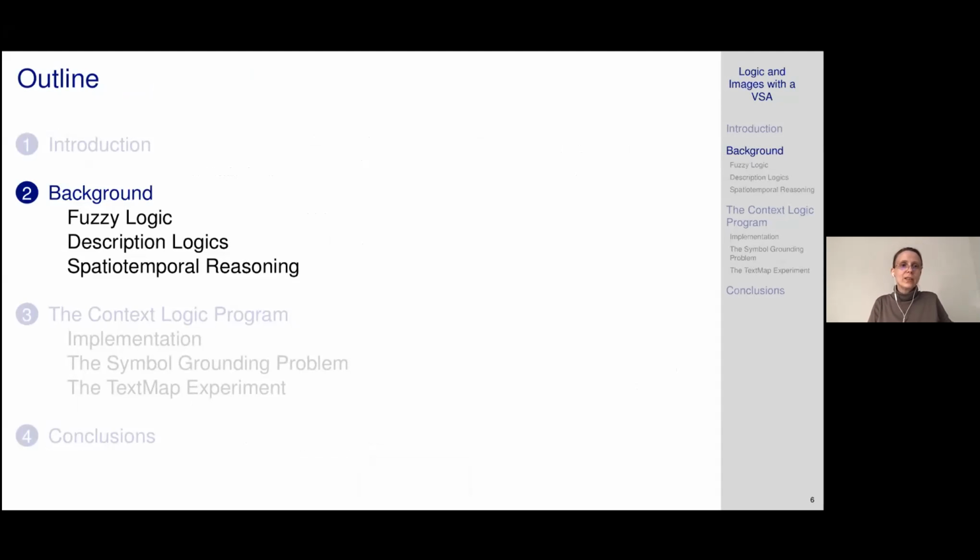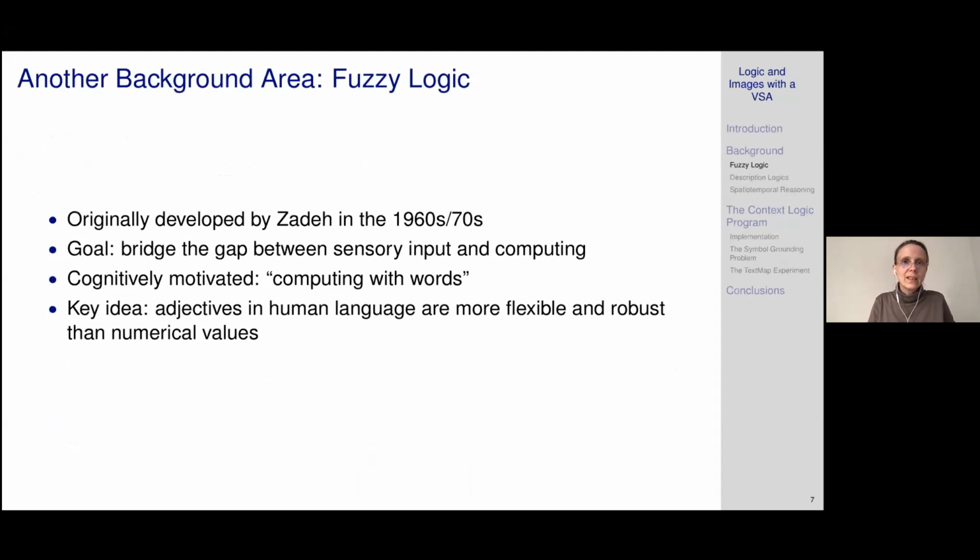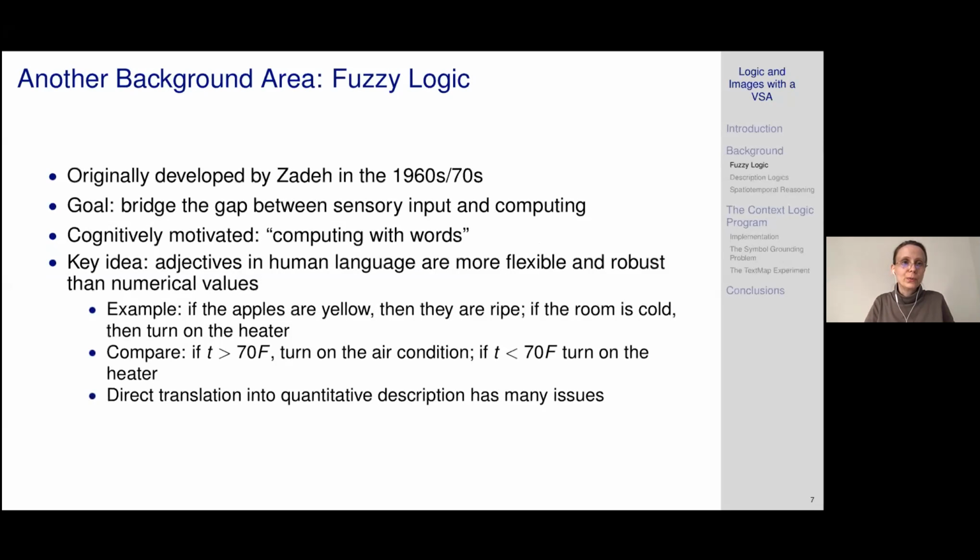So a little bit on the logics background. Fuzzy logic, originally developed by Zadeh in the 1960s, 70s. The goal was to bridge the gap between sensory input and computing. It was, or is, cognitively motivated. The idea is computing with words. And one of the key ideas is that adjectives in human language are more flexible and robust than numerical values which computers use.